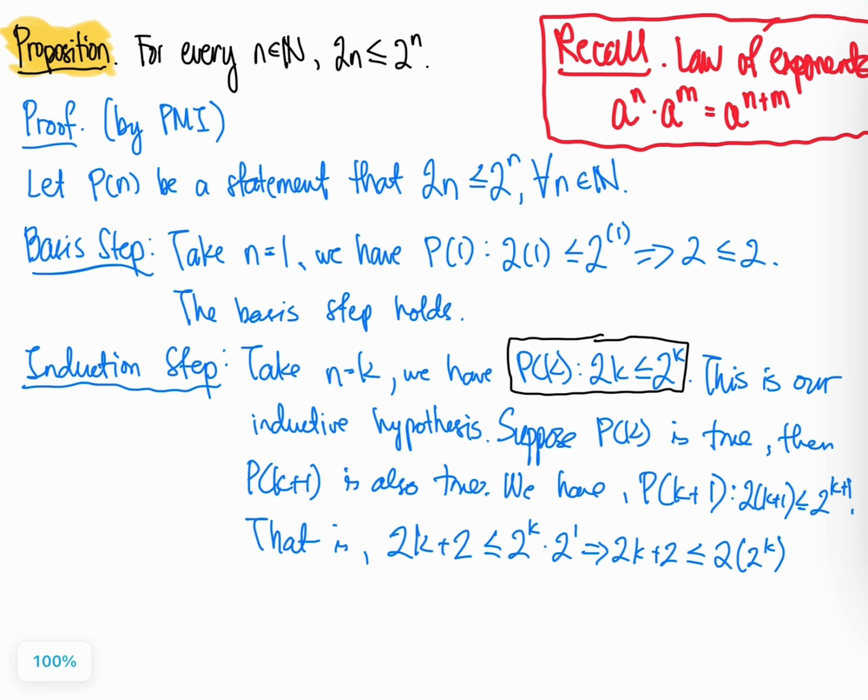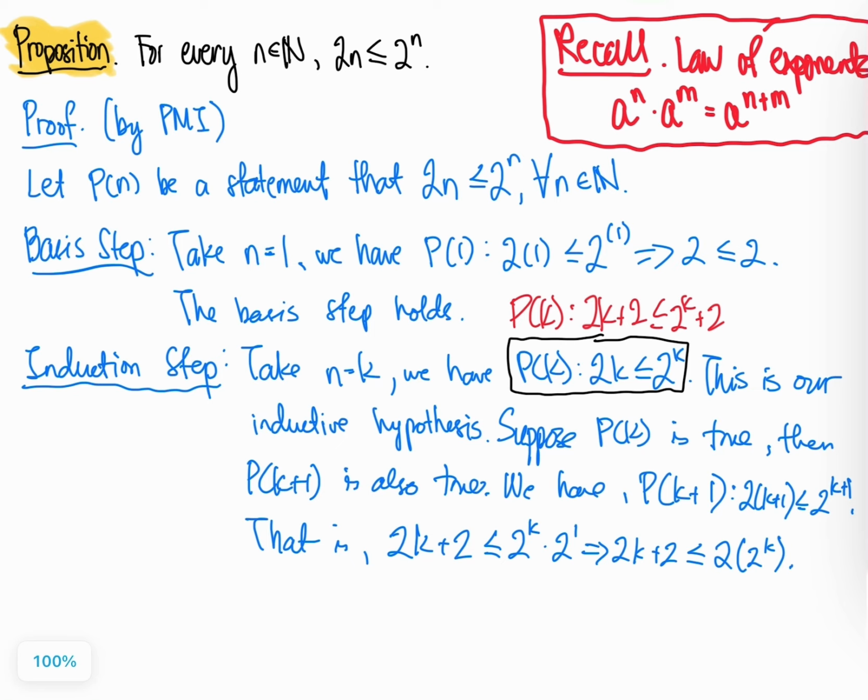In this portion, we now need to apply our inductive hypothesis, this one here. How can we apply that? Using the law of equality: if we add something on the left hand side, we should also add something on the right hand side. So I'm going to suppose that our P of k is equivalent to the form 2k plus 2 is less than or equal to 2 raised to k plus 2. I'm going to use that instead of the original statement.